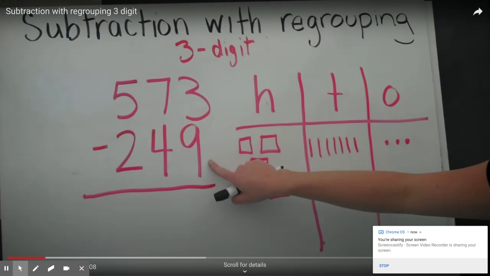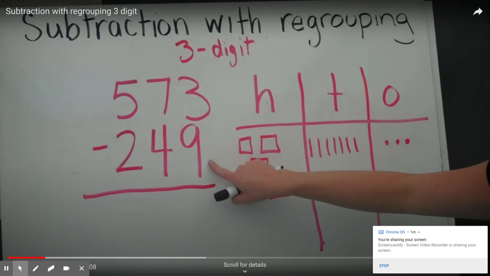Again, the most important thing we're looking for is the difference. The difference is the solution to a subtraction problem. And we're always going to start in the ones column because that is the smallest value, and it also helps us when we regroup. We need to make sure that the number on the top is 573, and what we're taking away is 249.